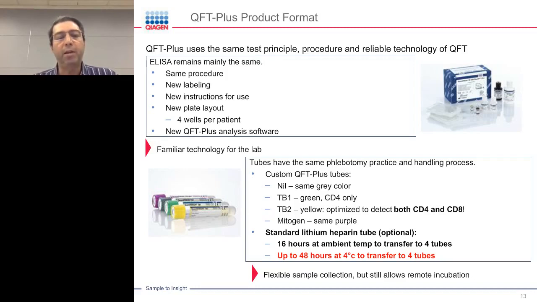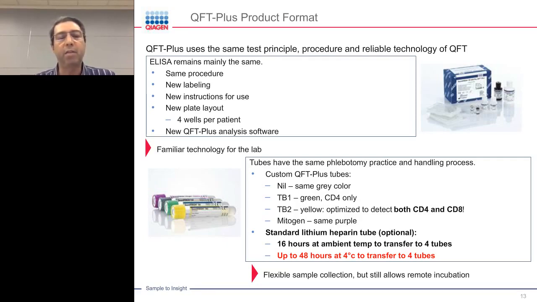And our format contains four tubes, the first one being a nil tube, which really has no antigens in there at all. And that serves as our negative control and allows us to understand the background level of gamma interferon. And then with TB1 and TB2, these are our antigen-containing tubes. And in the TB1 tube, we put in peptides that are designed primarily to stimulate CD4 positive T cells. And in our TB2 tube, we combine peptides that are designed to stimulate both CD4 and CD8. And our positive control is a very generic stimulant, PHA mitogen.